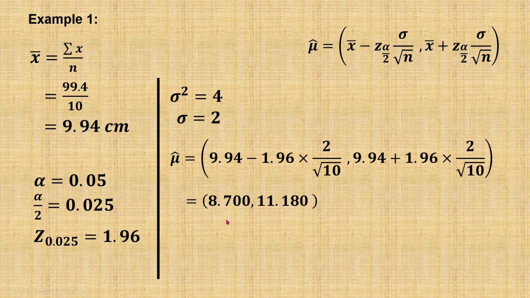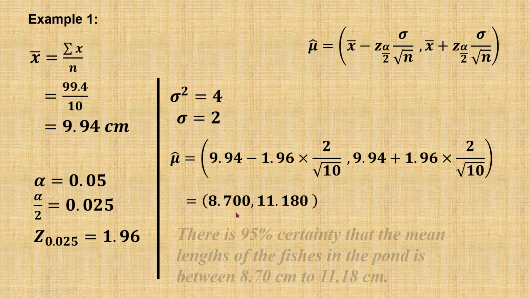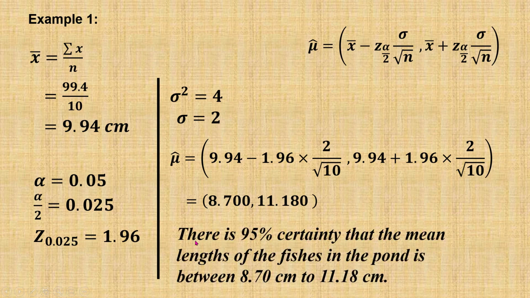Since in this question the population mean is about the mean length of the fishes in the pond, we can say that there is 95% certainty that the mean length of the fishes in the pond is between 8.70 cm and 11.18 cm.